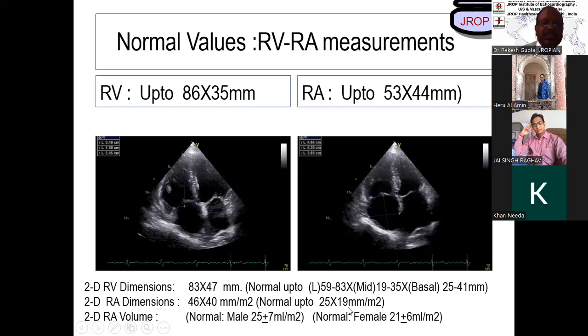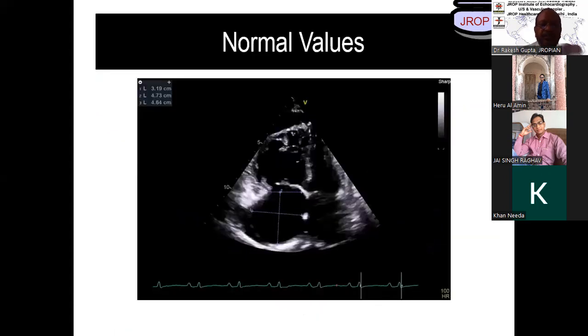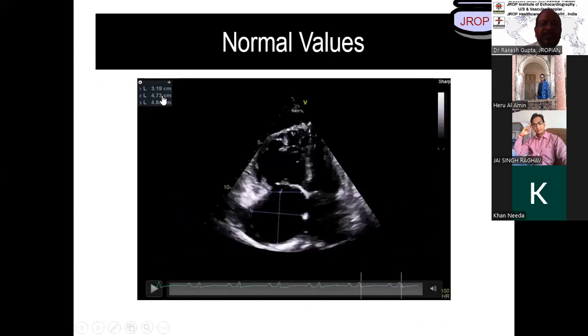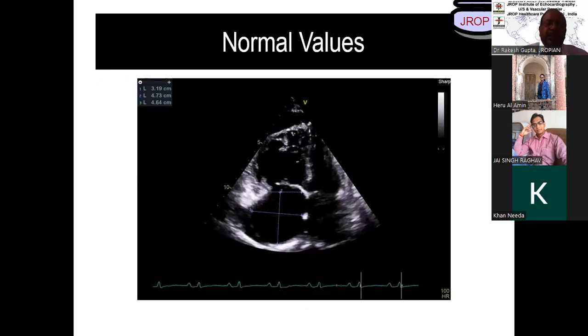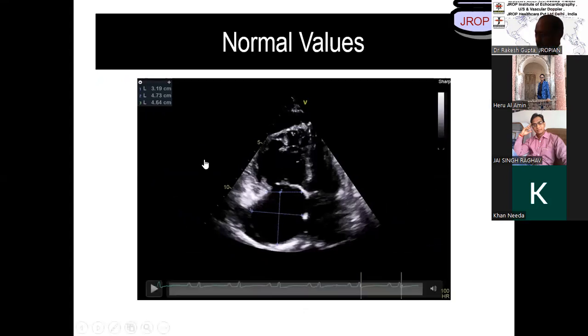So let's see what our values are. Our values are 47 and 46. So this is the first segment which we drew. This is the second segment. This is the third segment. Second and third segment, 47 and 46. The RA is dilated.